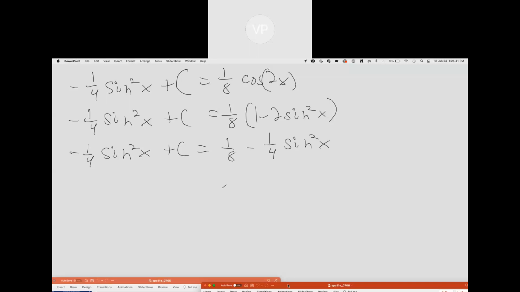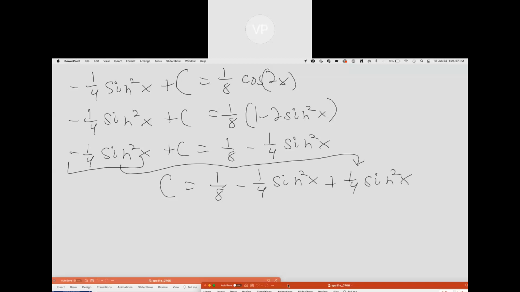Now, if this was proving an identity, I would tell you can't jump things from left to right, but that's not an identity. We're trying to solve for c, so why can't I bring this over? This right here, I'm bringing over to the right side, which makes it a positive 1/4 sine square x.